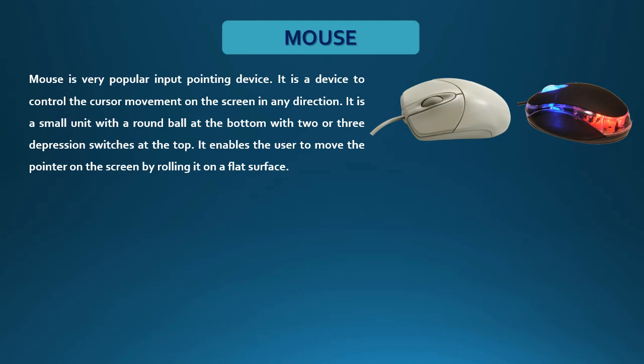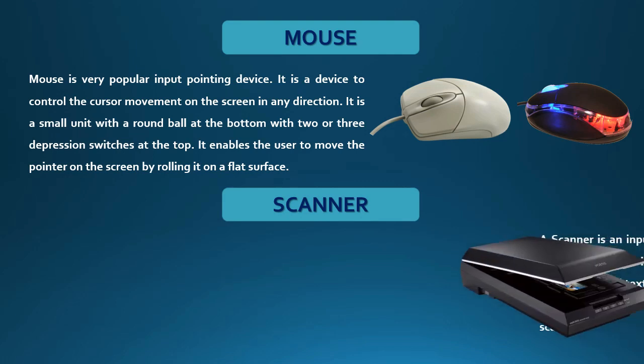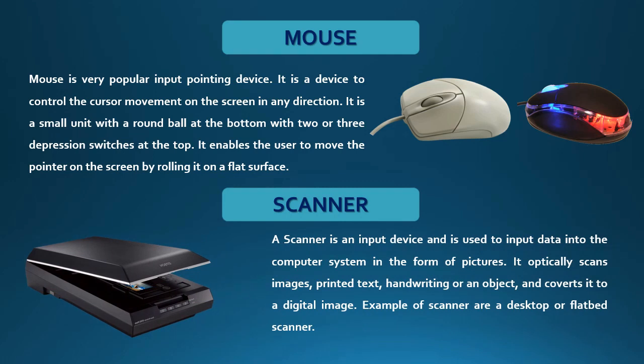Alright. The next one is the scanner. Now what is a scanner? A scanner is an input device used to input data into the computer system in the form of pictures. It optically scans images, printed text, handwriting or an object and converts it to a digital image. Examples of scanners are desktop or flatbed scanners, etc. Also there are some more.